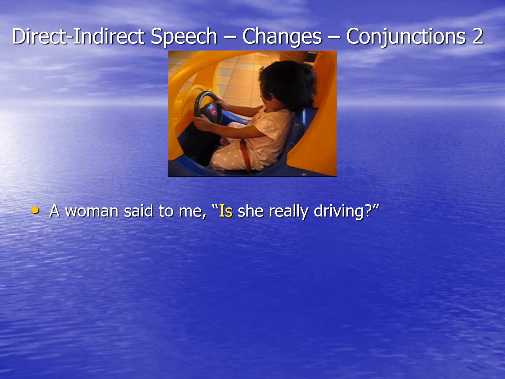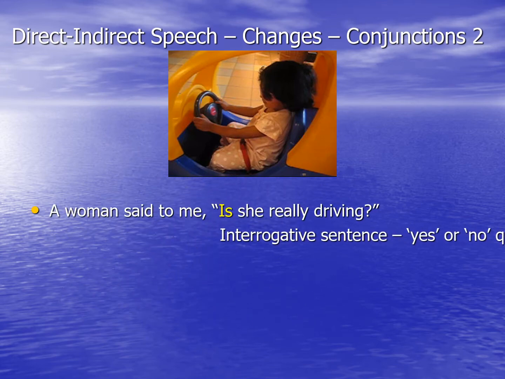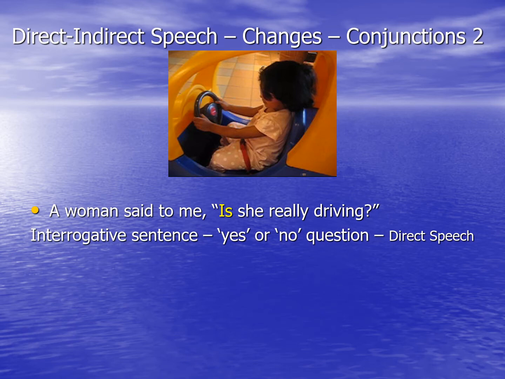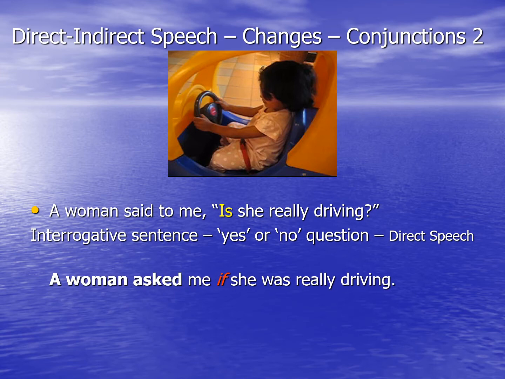See the following sentence. A woman said to me, "Is she really driving?" It's an interrogative sentence or yes or no question. So when we convert it into indirect speech, it becomes a woman asked me if she was really driving.